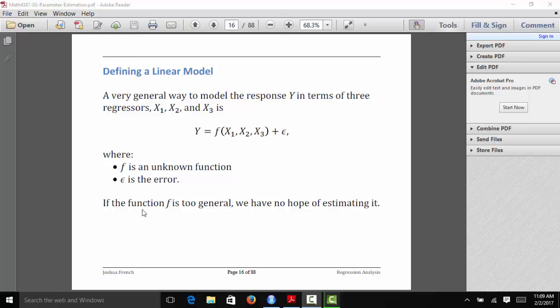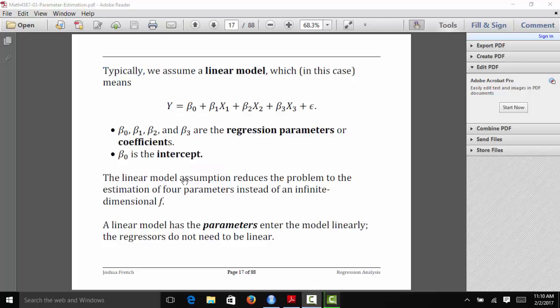So let's define formally what a linear model actually is. Let's say that we had a response variable y and three regressors x1, x2, and x3. A very general way of modeling the relationship between these variables is that the response is some function of the three regressor variables plus some error. So f is an unknown function, epsilon is our error, and the problem with this so-called model is that f is way too general. How would we estimate anything about the relationship between the three regressors and the response? We have no hope of being able to do that.